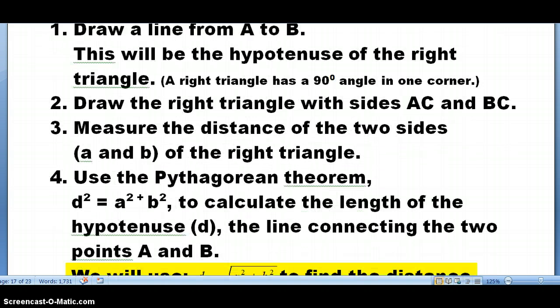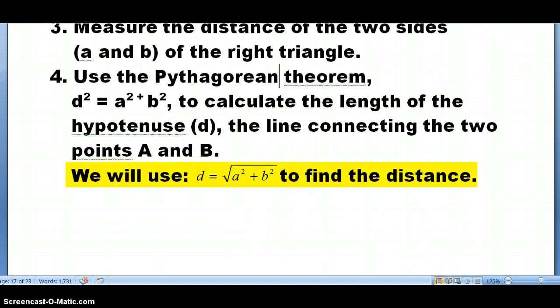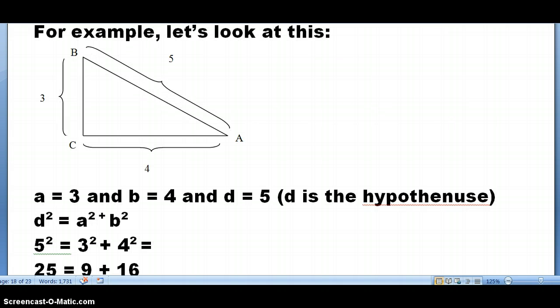The Pythagorean theorem states that the hypotenuse squared, or here we label it with the letter D for distance, is equal to the square of the two legs added together. So that means that we would take A squared plus B squared would equal to the hypotenuse squared. The way that we're going to use the Pythagorean theorem is to take the square root of both sides, which will mean that the distance is equal to the square root of A squared plus B squared to find our distance. Let's take a look at a couple of very specific examples.